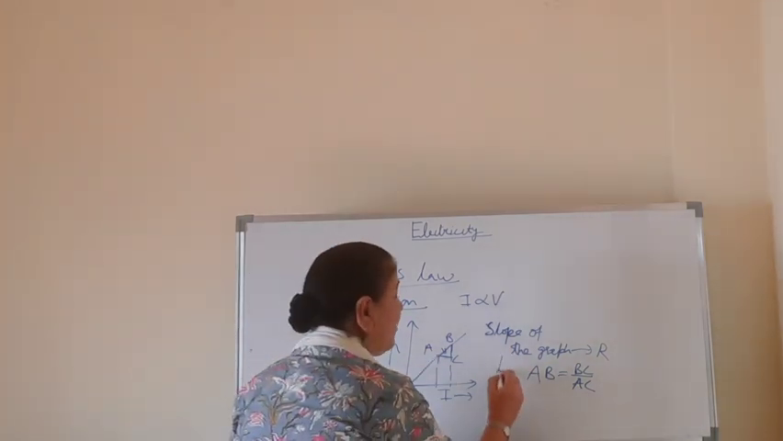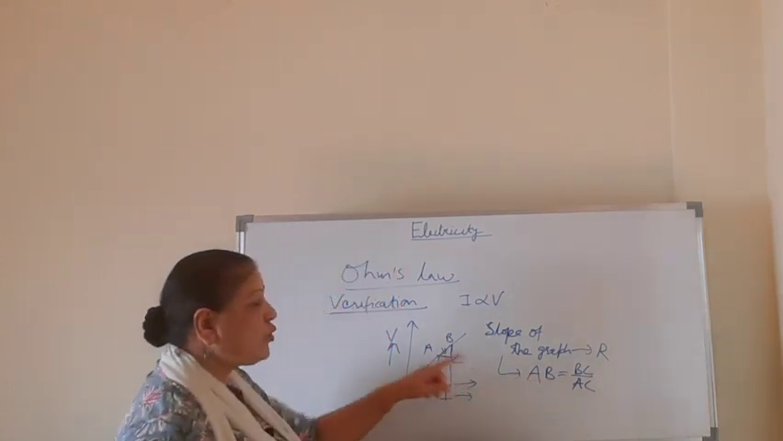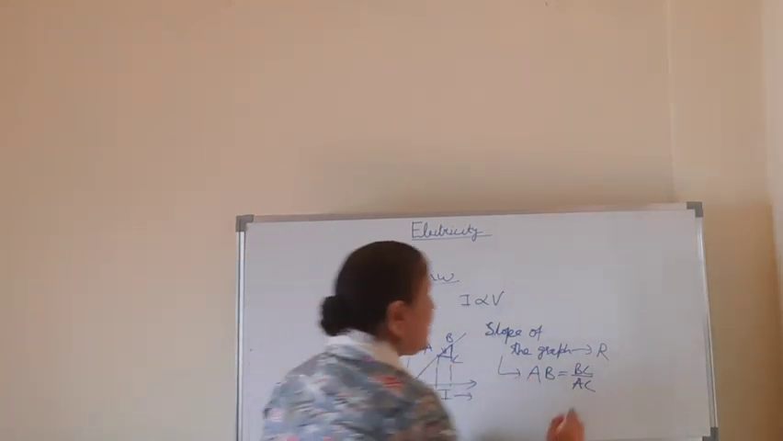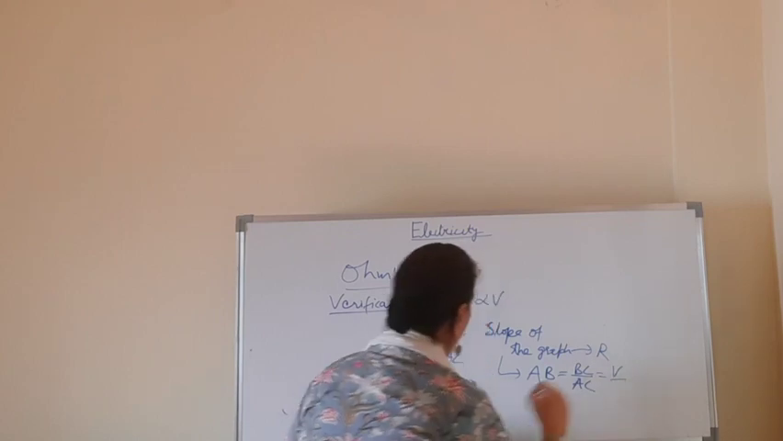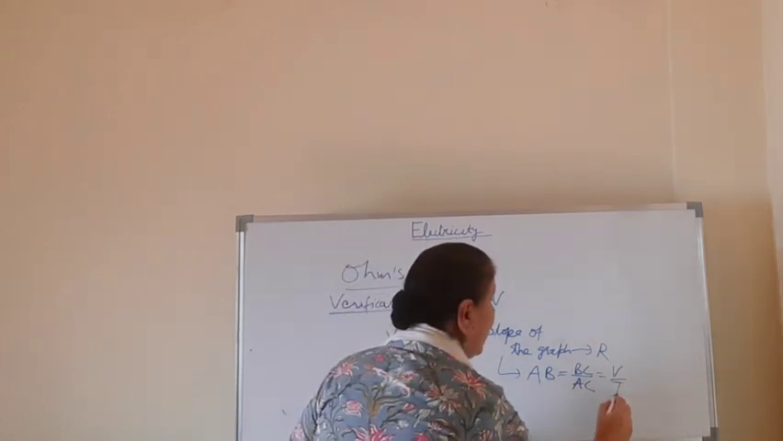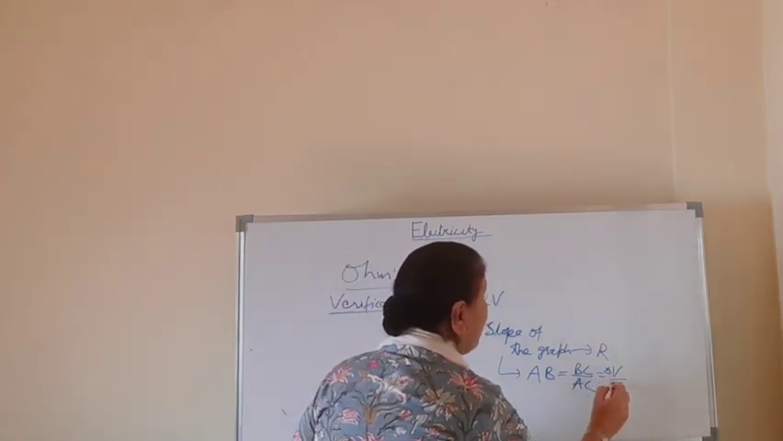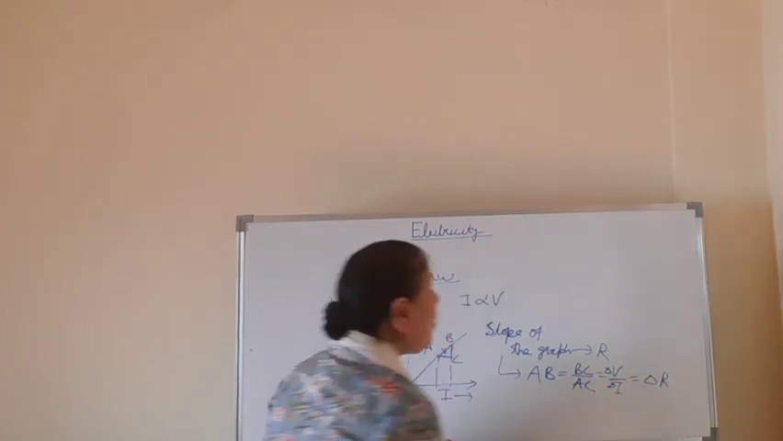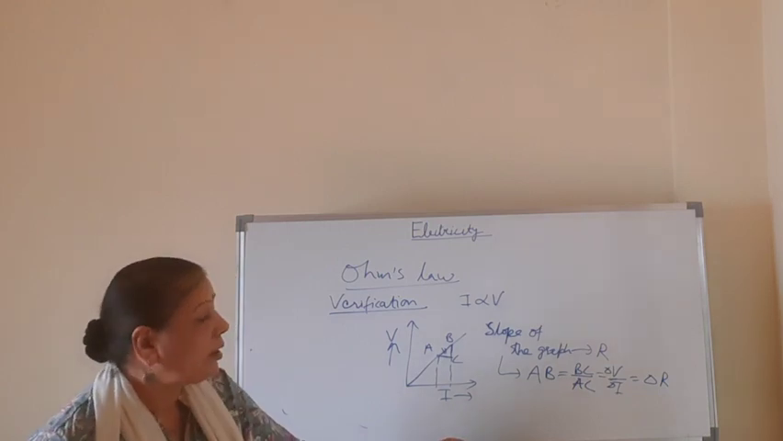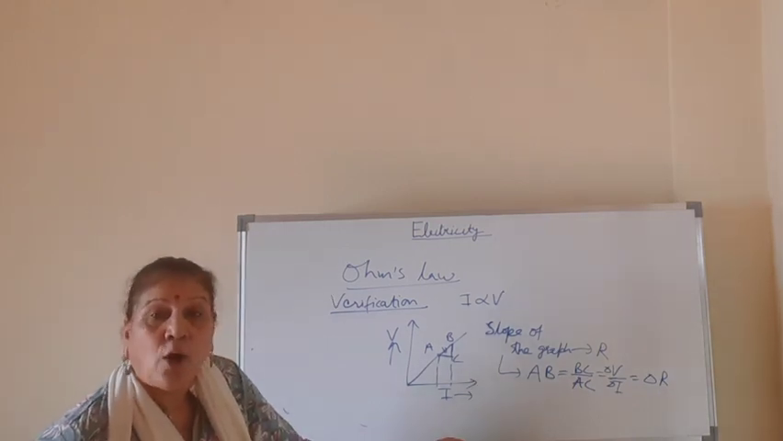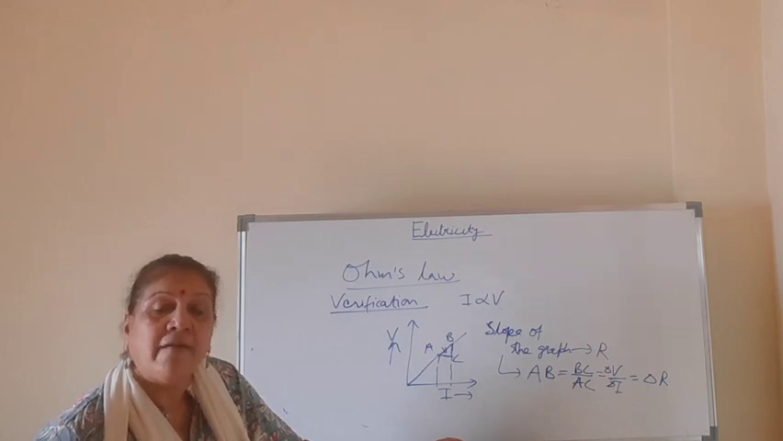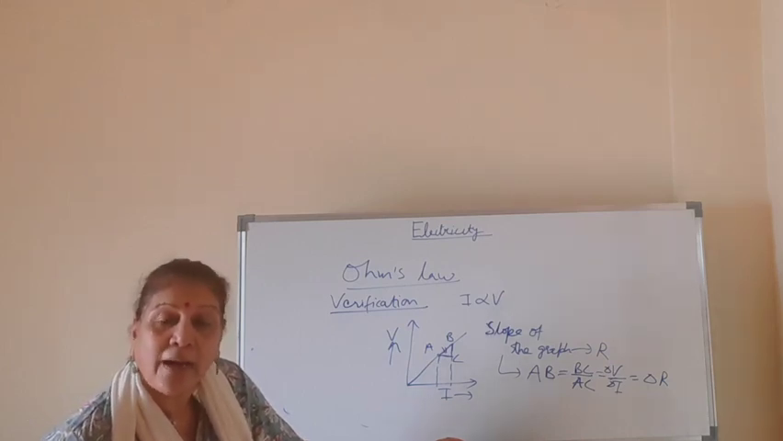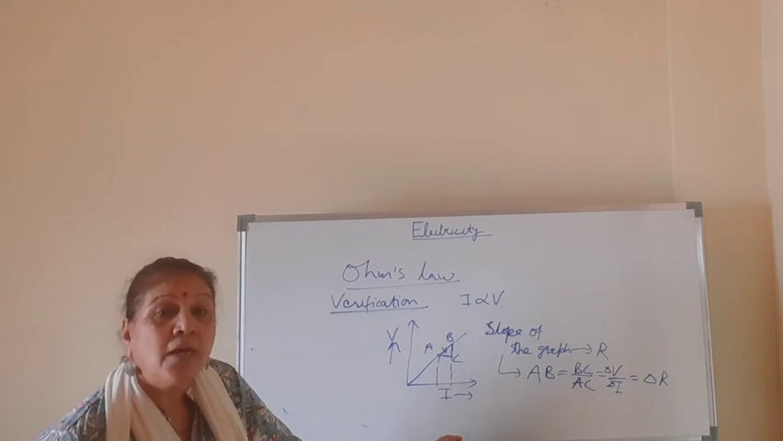So slope of the graph is what? AB, which is equal to BC by AC. What is BC here? V. What is AC here? I or delta I. I can say delta V by delta I. So this is R. So slope of the graph will give you the resistance of the conductor. It's a straight line because V is directly proportional to I or I is directly proportional to V. This is what you have to verify in the lab.